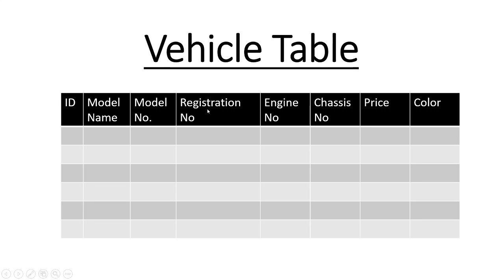So these two will be called a composite key because they are together, they are working as a primary key. So that's a composite key. So if we set more than one field as a primary key, it will be called a composite key.